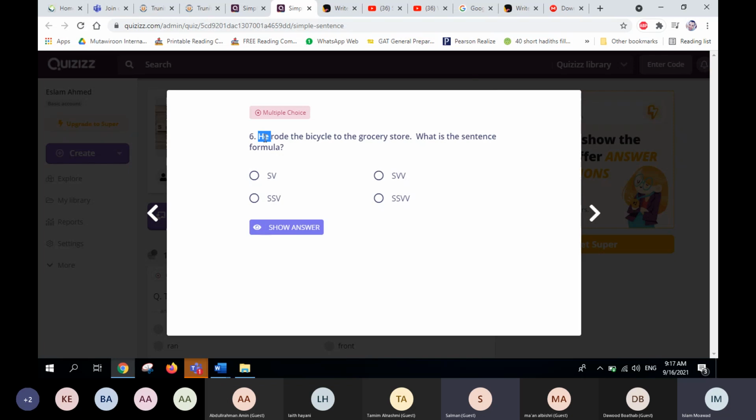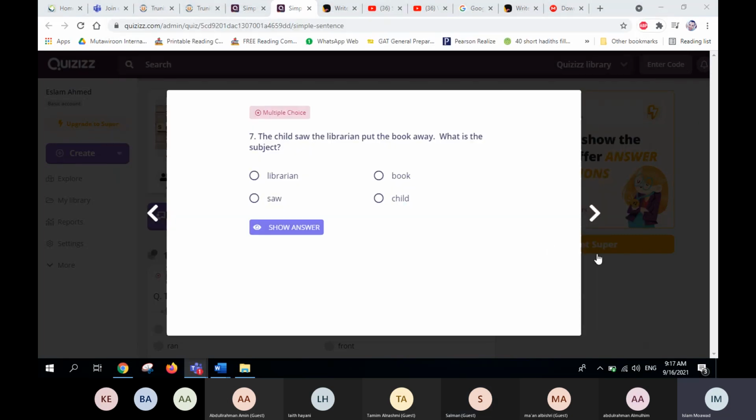And where's the verb? The verb, it's rode. Rode, that's it. So how many subjects and verbs do we have now? One and one. So we have one subject and one verb. So it's SV. Thank you. Okay. Let's move to number 7.